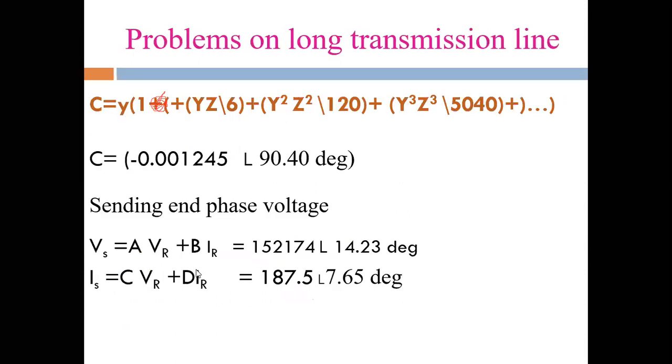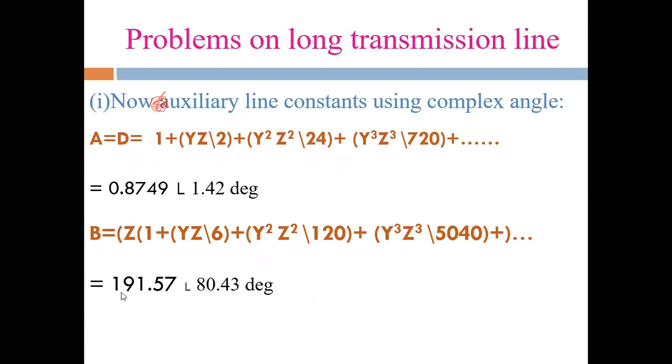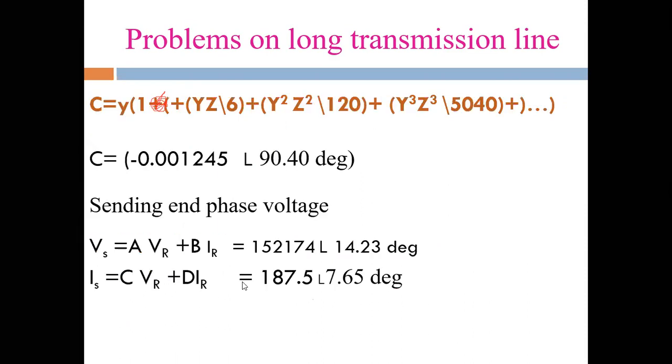After that, plus BIR. What is the value for that B? B is equal to 191.57 at an angle of 80.43 degrees. That is the value for that B.